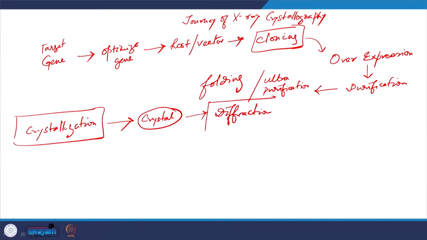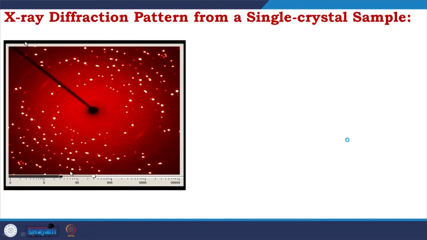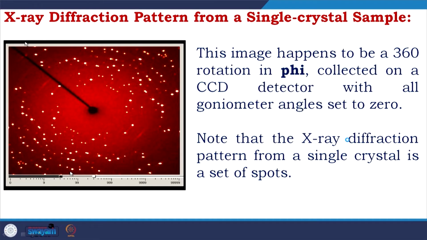Here we stopped, kind of. We looked at the unit cell, lattice, symmetry, as well as instrumentation. So, this is our journey so far, and in this technique today we will look at the diffraction pattern and how it is coming.